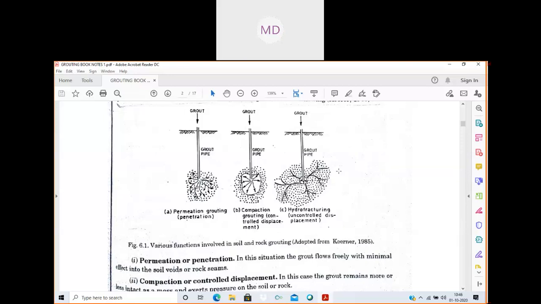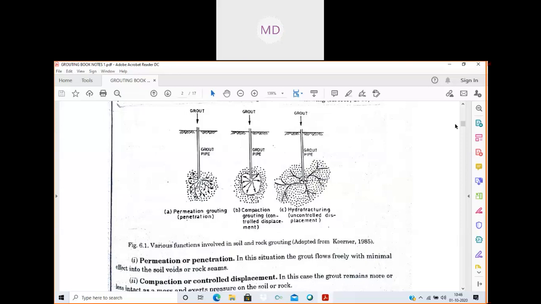In some kind of foundation, the fractures occur. Suppose a little bit of fracture is there. So we can do one thing, we can put the grout using this hydrofracturing process. With the help of this pressure, the fracture will continue, and that fracture will be completely filled by this grout. So these are the three functions of grouting.